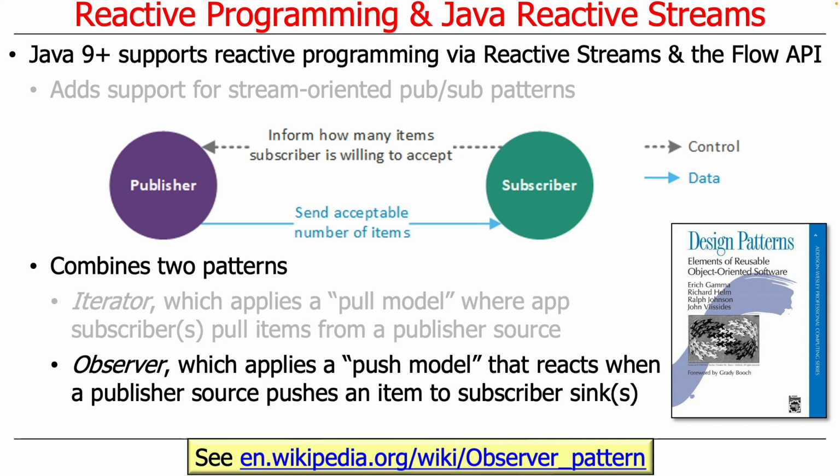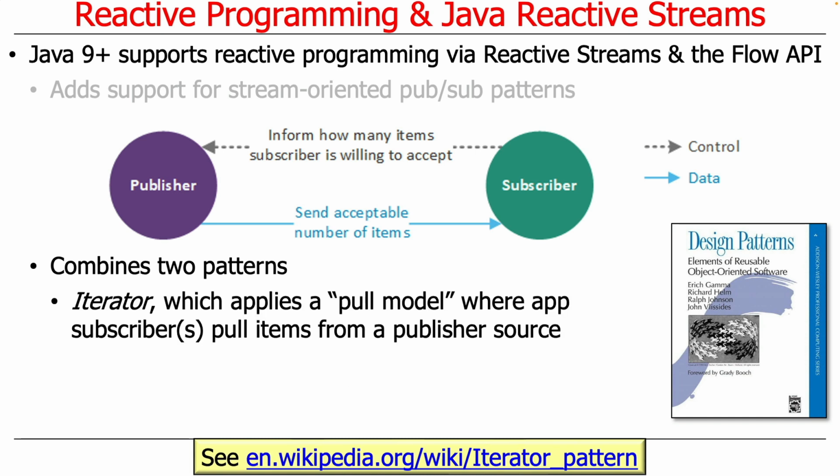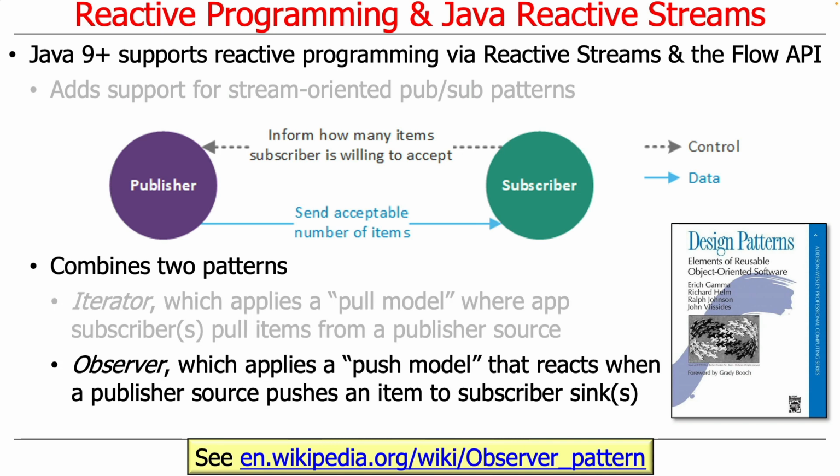And then there's another Gang of Four pattern called the observer pattern, which, unlike the iterator, which applies a pull model where you're saying, I would like you to give me these things, the observer says, please send me items, publisher, when you have something to send me. So in that case, it's a push model where the publisher, which acts as a so-called source, will push one or more items to one or more subscribers, which act as sinks. Source and sink, a concept you see in all kinds of different engineering fields.